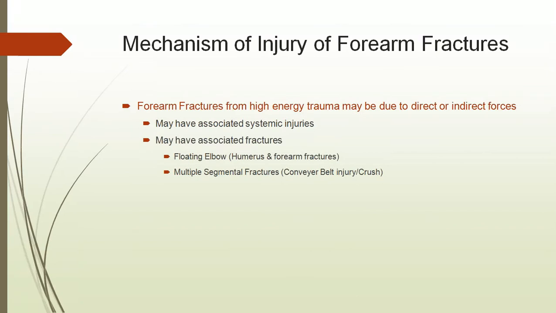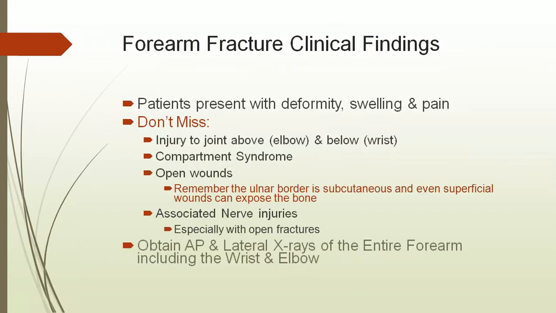So coming to the clinical features of forearm fractures. Usually the patients present with deformity, pain and swelling. You should not miss the one joint above and one joint below, because the joint below is the wrist and the joint above is the elbow. You need to examine these two also, because there may be associated injuries, fractures or sprain of these joints.